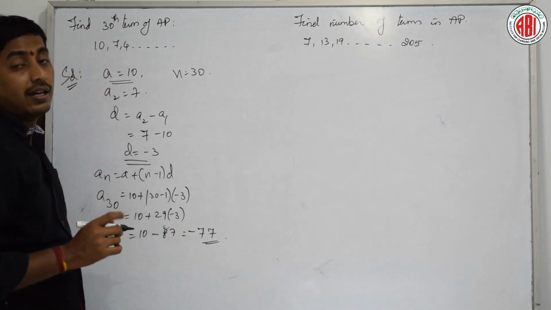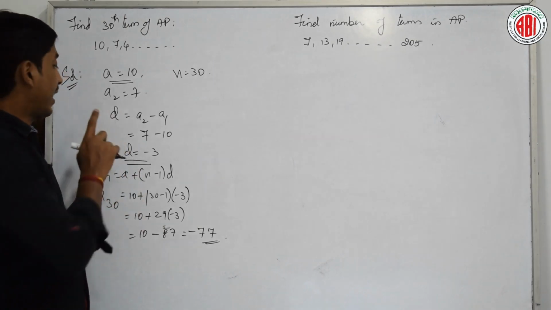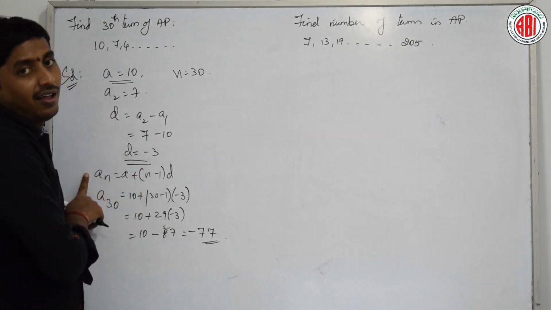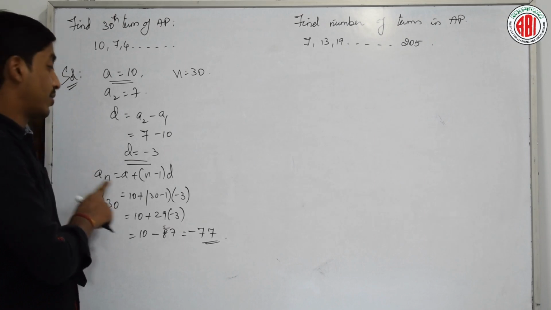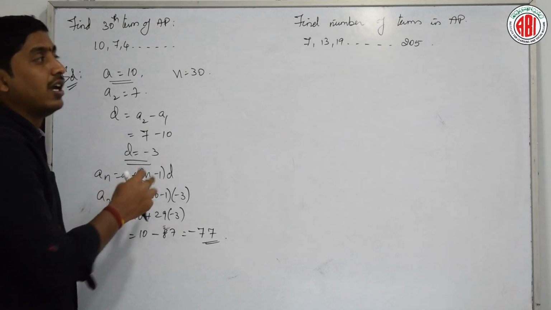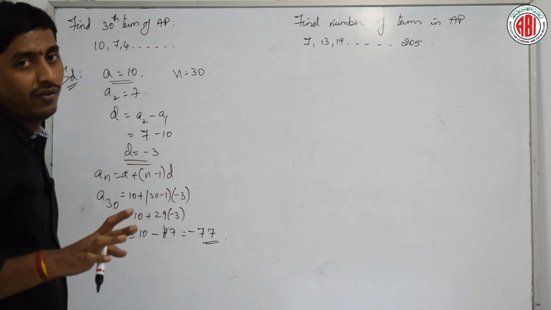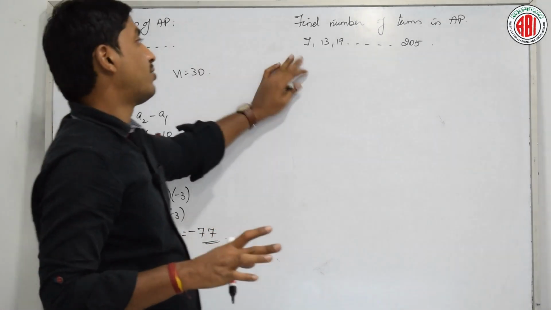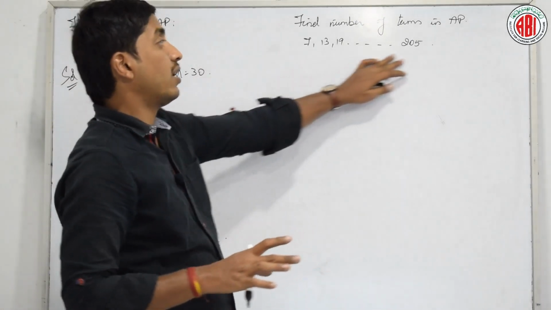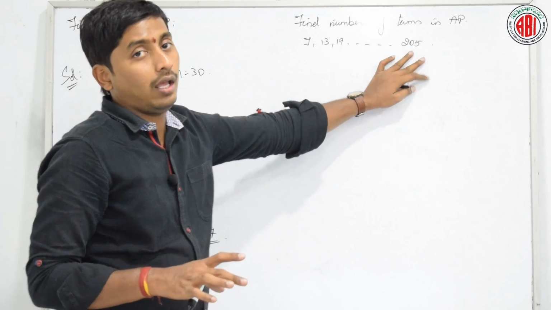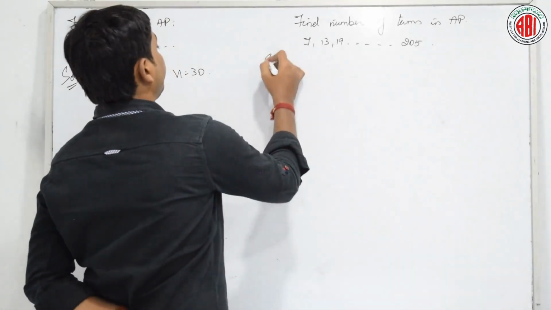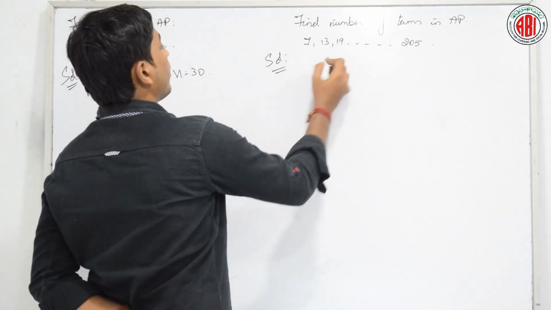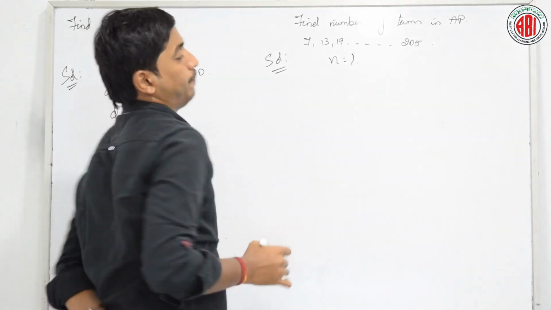Did you understand? What is it that we have to remember? The nth term formula, and you have to remember the notation also: what is a, what is n, what is d. Without knowing that, we can't even solve it. Is it clear? Now check here. He is asking us to find the number of terms in an AP. Let us check how we find the number of terms. We have to find n.